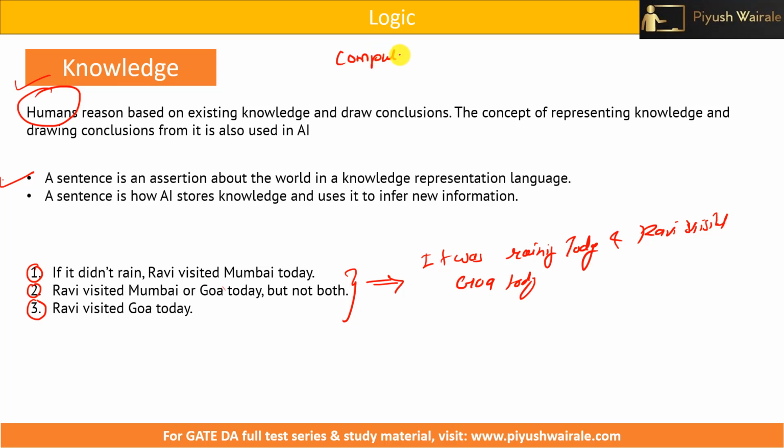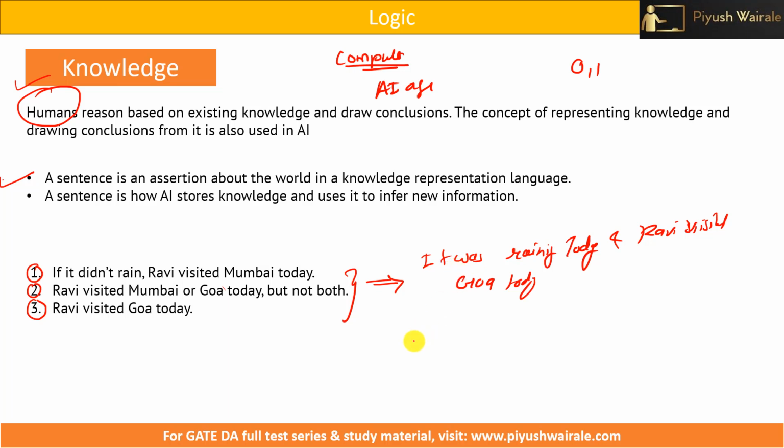What about the AI agent? Do they understand this English language? No. So we need to convert these sentences into an understandable format, right? For example, computers understand binary language, right? It's 0 and 1. So we need to convert these sentences into the format of 0 and 1, and they can draw the conclusion based on that.